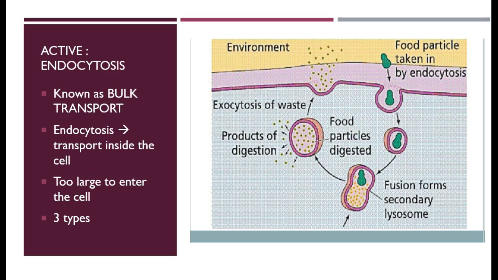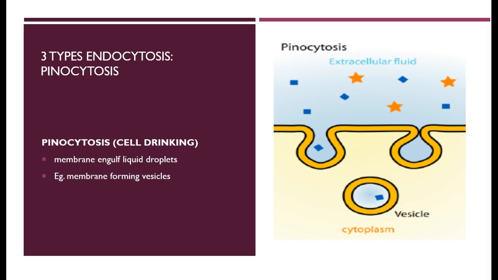The first type is pinocytosis, or as they call it, cell drinking. This is the process where the membrane engulfs liquid droplets, which causes the membrane to form a vesicle.